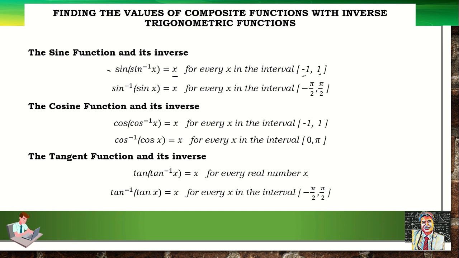Same with the other, if yung inverse ang nasa labas, then sinubstitute natin si x, for every x interval is negative 5 over 2 up to 5 over 2. Okay? This is for sine. This is for cosine. Okay? Yung x yung natitira, nakakancel yung other function. Same with tangent. Okay? So, ganun lang din kadali si composite inverse trigonometric function. So, para mas mabilis natin maintindihan, proceed tayo sa example.